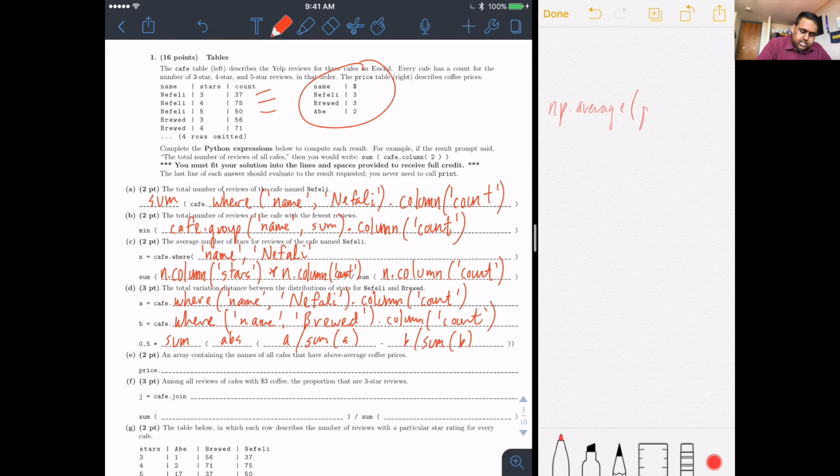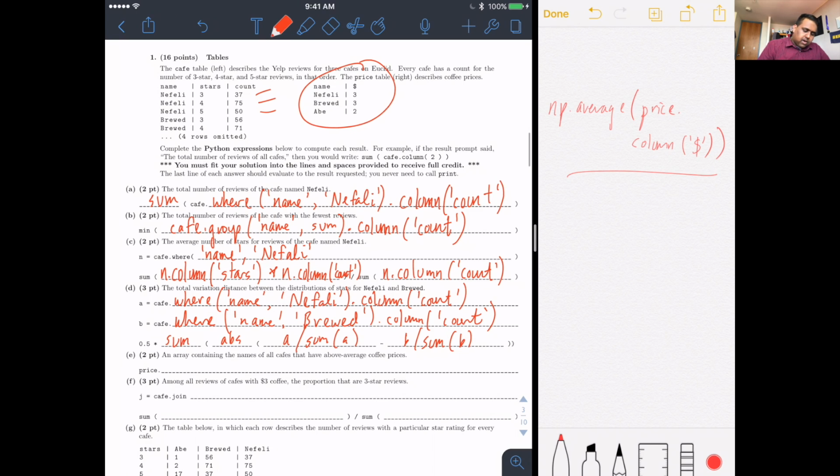This is called price.column($). And that will be the average coffee price, right? So that's just the number. Sorry. So now if we do price.where the cost column is greater than this average value, we'll get a list of all the names, right?